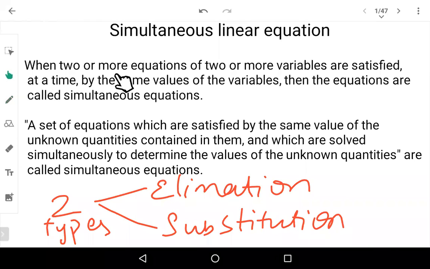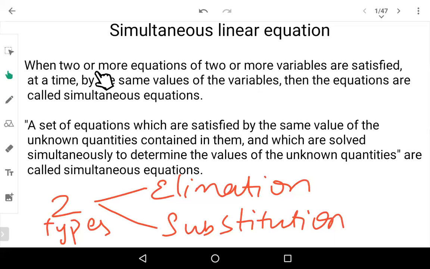When two or more equations of two or more variables are satisfied at one particular time, if we have two or more equations and two or more variables. You understand what you mean by two or more equations. And we are also talking about two or more variables, which means x and y or x, y, z, m, n, o, s, t, u, any variable. It can be any alphabet. That can be a variable which we have to find out.